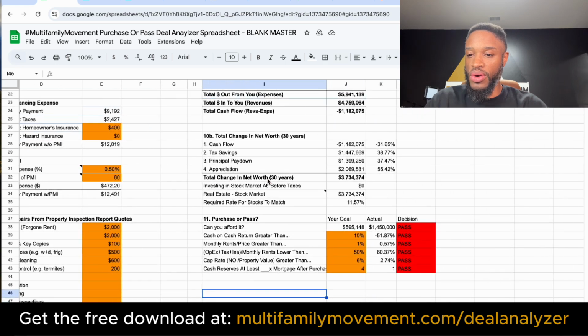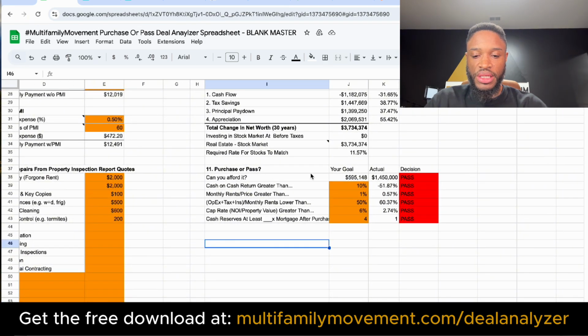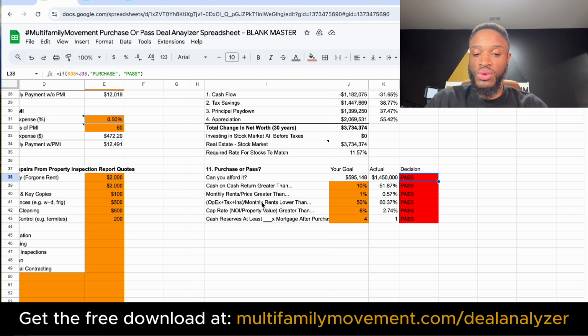You already know, based on our analysis, that it's a no. But here in step 11, it shows you, right? So you can afford $500,000 or $95,000. I'll show you that in just a second. If you were to find a multifamily that generates about $8,000 a month in rental revenue, and then the price of this property is 1.4, so it's a pass. That's a hard no. Cash on cash return greater than 10%? No, it's negative 51%. Monthly rents over price greater than 1%. I told you about the 1% rule.